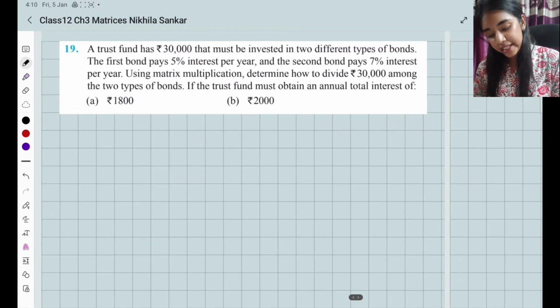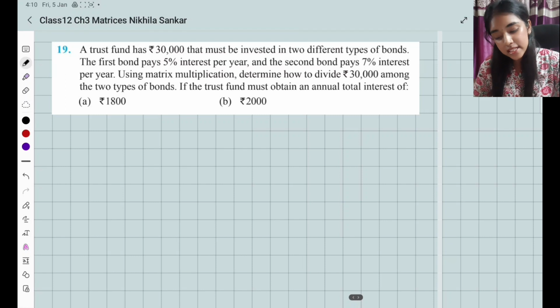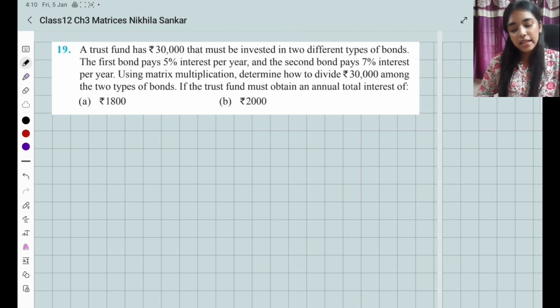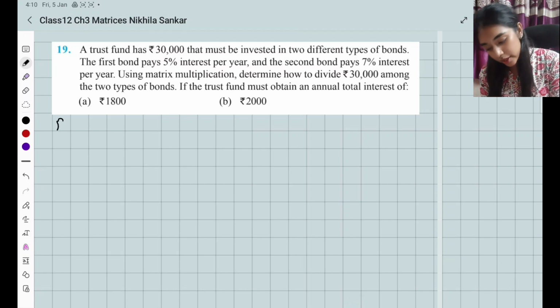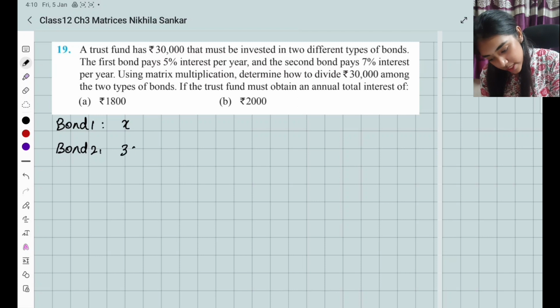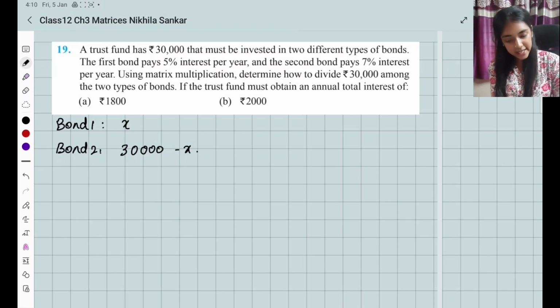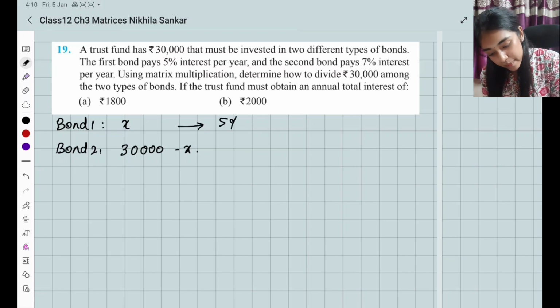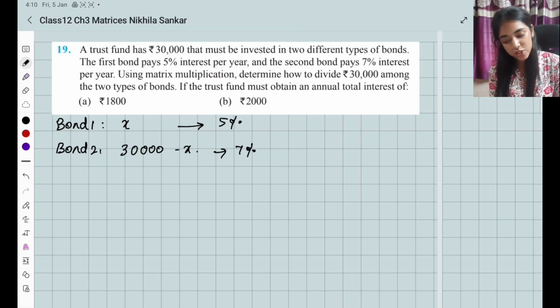Now question number 19. Word problem. A trust fund has 30,000 that must be invested in two different types of bond. So இப்போ bond 1ல I'm investing X rupees. அப்போ bond 2ல எவ்வளோ இருக்கும்? I'm going to invest 30,000 minus X. கரெக்டா? Okay, ரெண்டு bond இருக்கு. Bond 1ல X, bond 2ல 30,000 minus X. The first bond pays 5% interest per year and the second bond pays 7% interest per year.